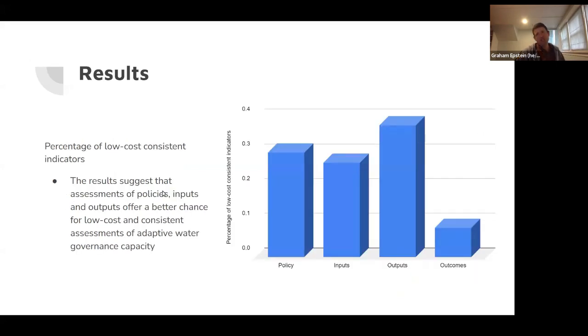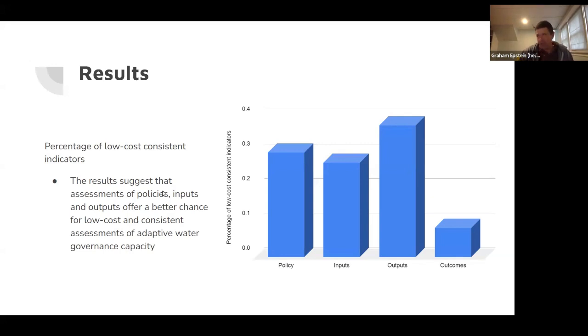But we did find some differences across these categories in terms of where we found the low cost and consistent indicators. Very rarely did we find low cost, consistent indicators for outcomes. These are often, again, just asking people their subjective perceptions. Is stakeholder participation effective? Is enforcement effective? Is our monitoring system adequate? And so on. It's very hard to achieve a consistent measure of these concepts, whereas there were better chances if you're focusing on policy content.